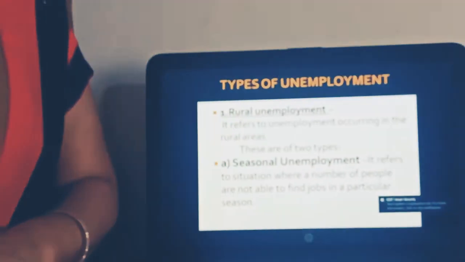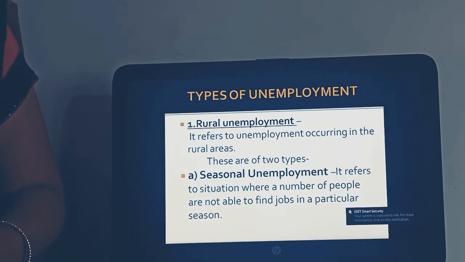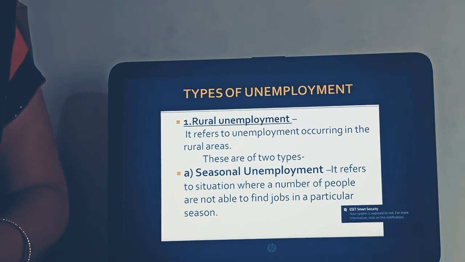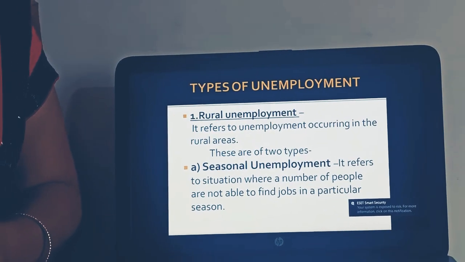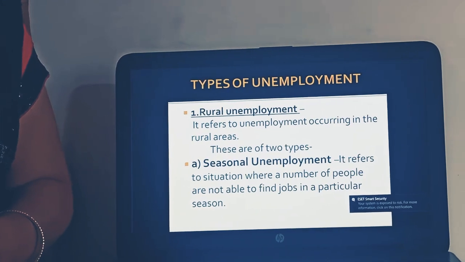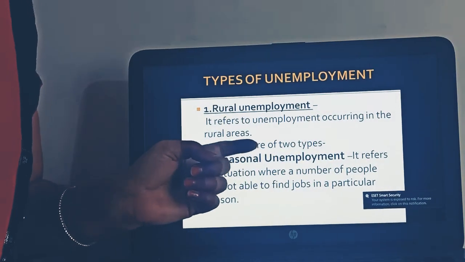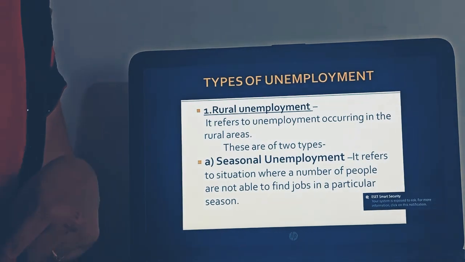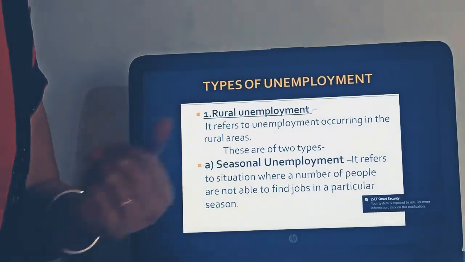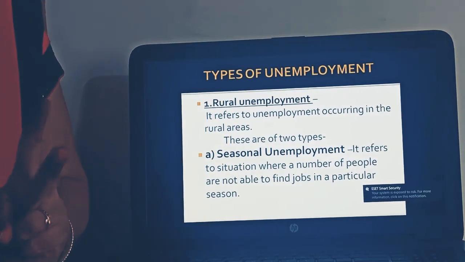Now we will see what are the types of unemployment. Actually there are two types of unemployment, that is rural unemployment and urban unemployment. So first let us go with what is rural unemployment. It refers to unemployment occurring in the rural area. When unemployment is in a rural area, that unemployment is called rural unemployment. Now it is further classified into two types.